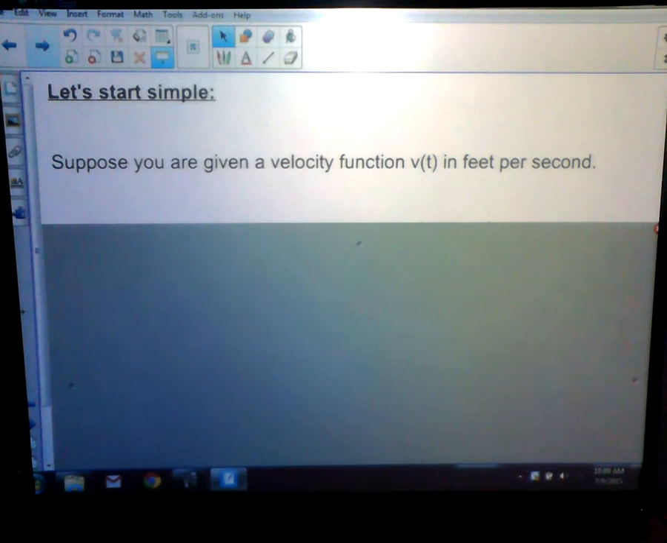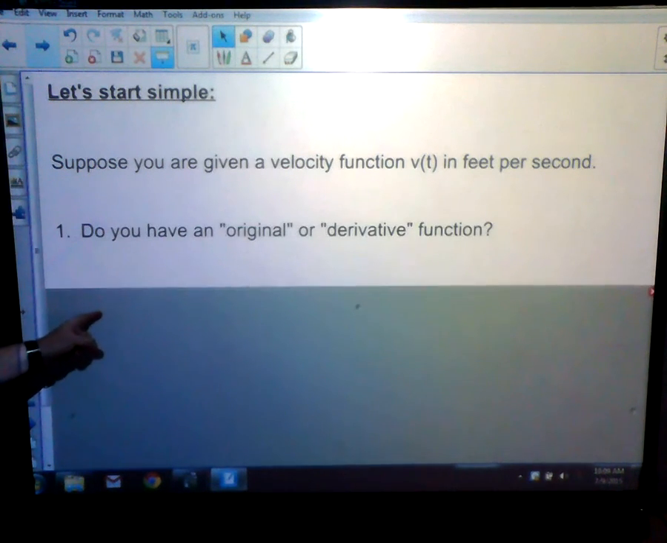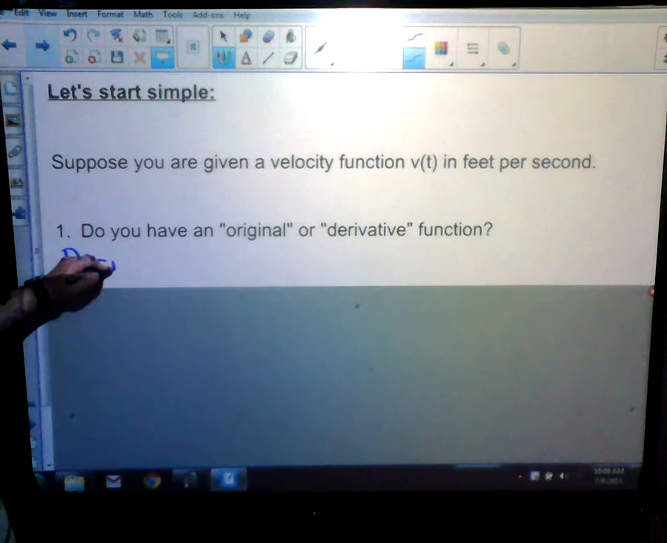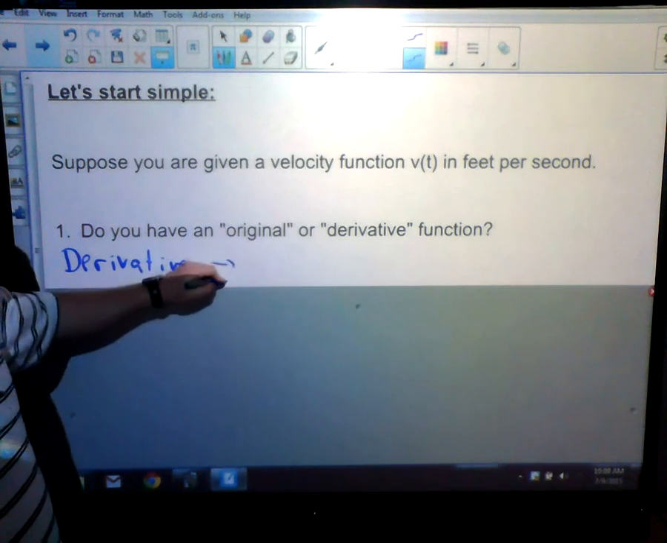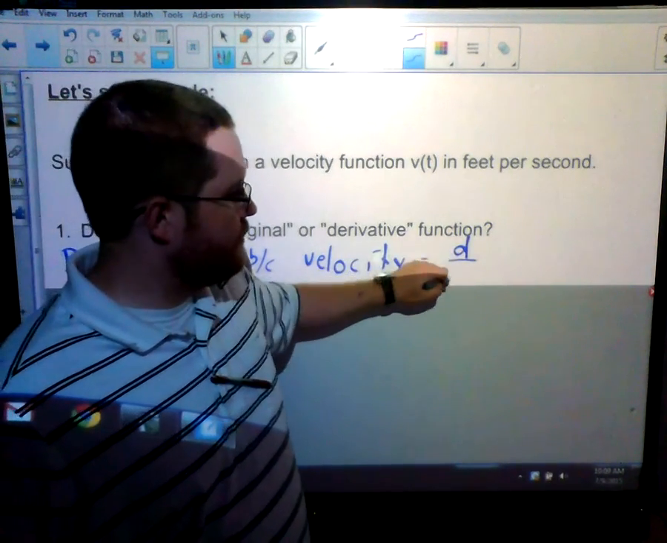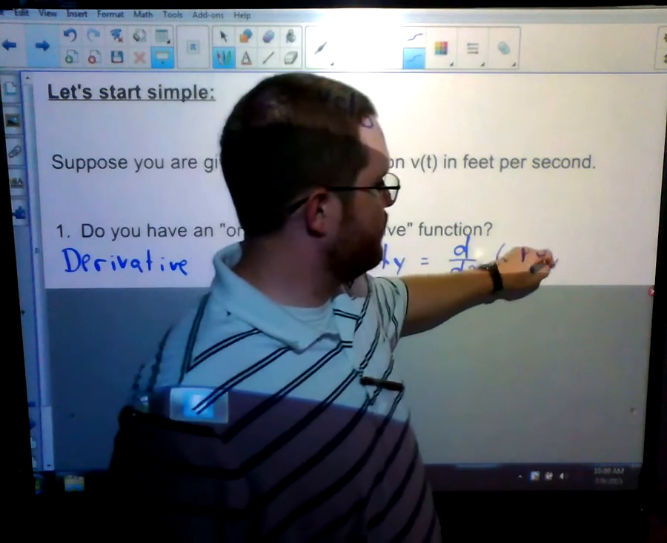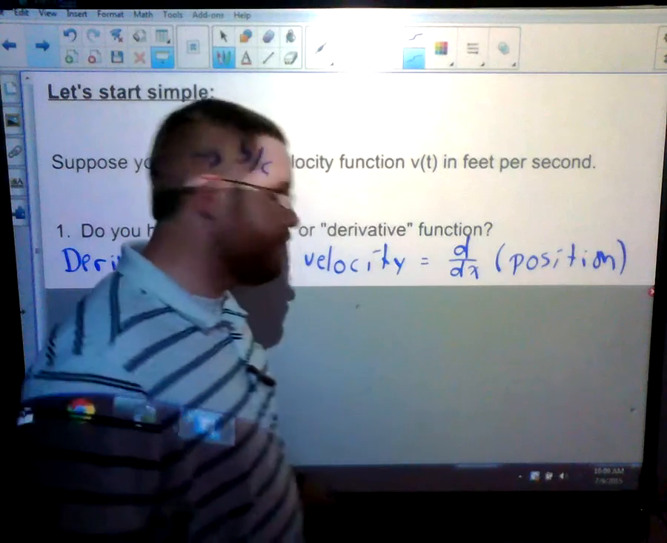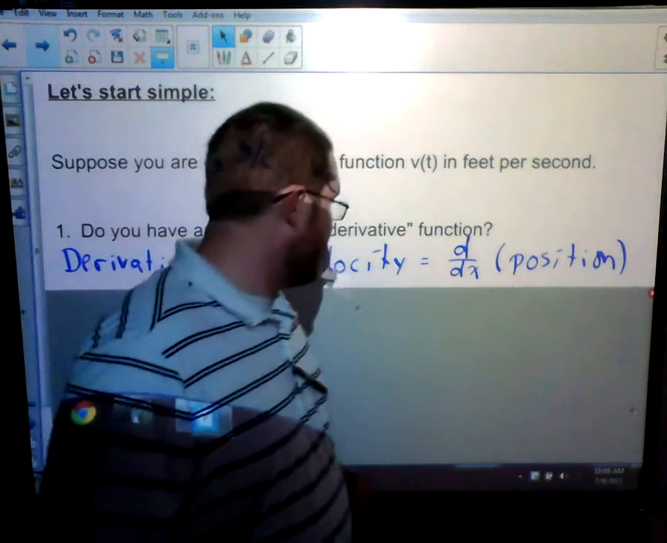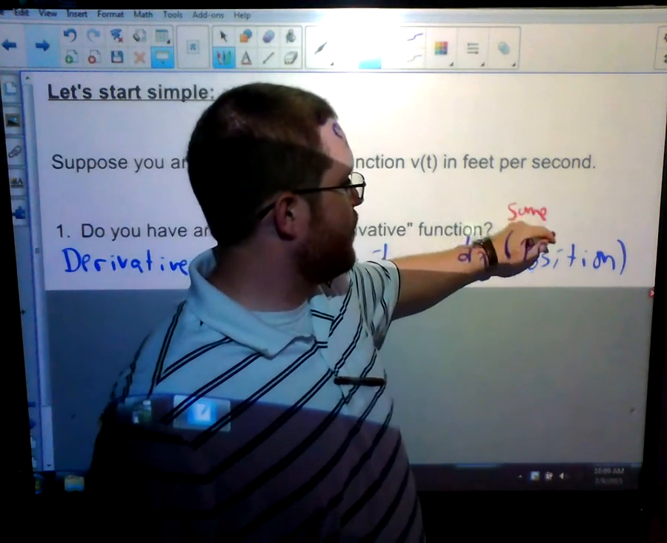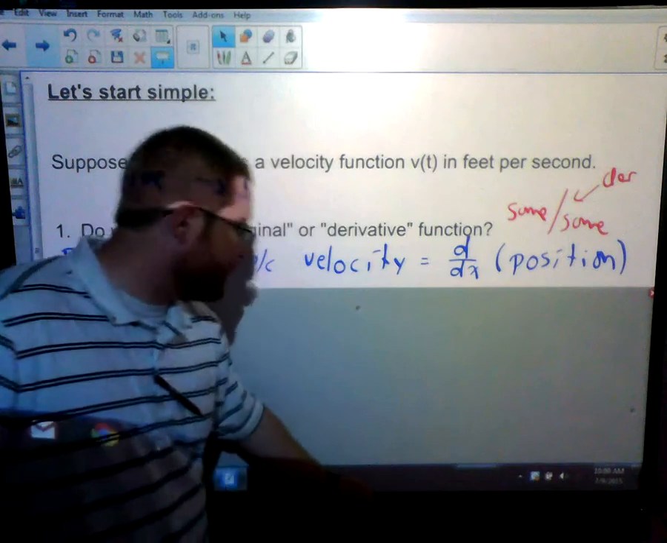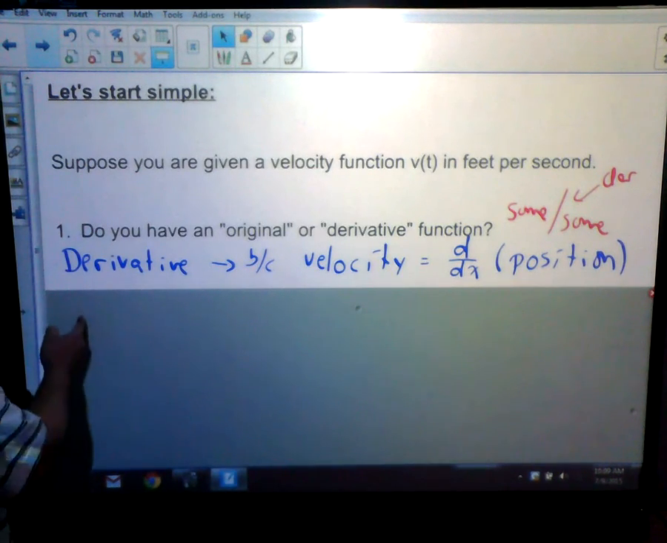Suppose you're given velocity in feet per second. Do you have an original or a derivative function? You have a derivative function. Why is it a derivative function? Because velocity is the derivative of position. That's one way to think about it. A better way to think about it is it's also something per something, and the per means that it's a derivative. Feet per second means it's a derivative function.